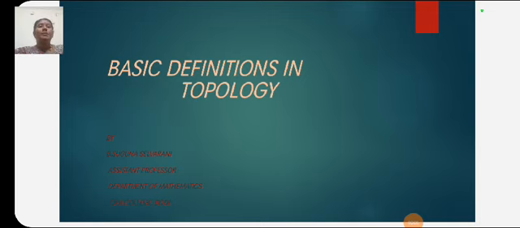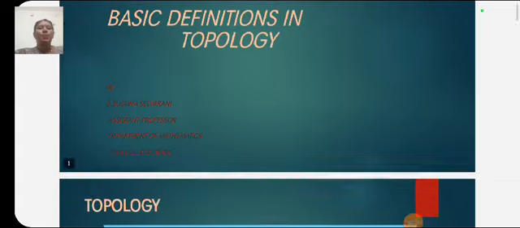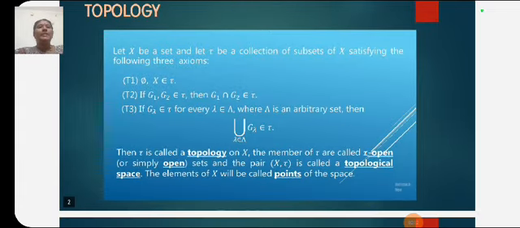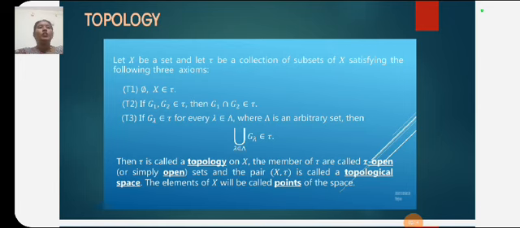Today we can see about some basic definitions in topology. Topology. Let X be a set and tau be a collection of subsets of X satisfying the following three axioms. Number 1, the full set and the empty set belong to tau. And number 2, if G1, G2 belong to tau, then G1 intersection G2 belongs to tau. That is, the finite intersection of elements of tau belongs to tau.